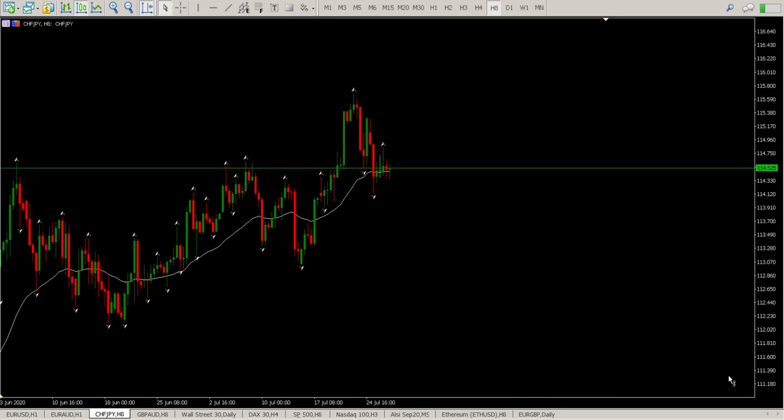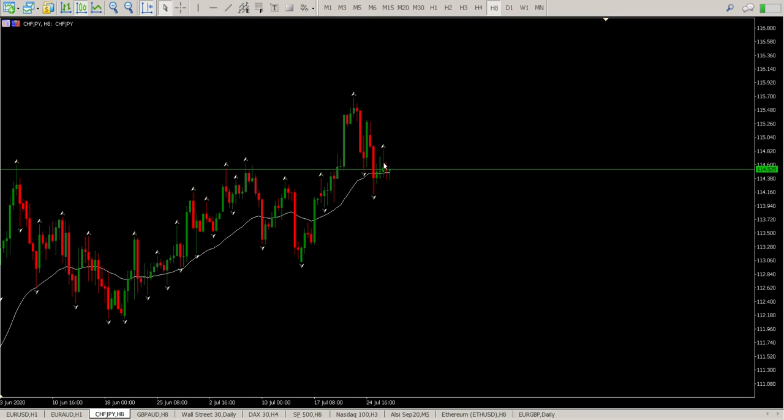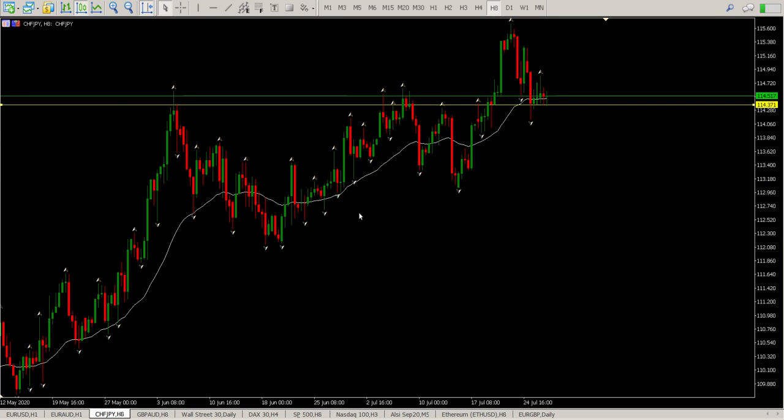And again, you can see clear barbed wire here. Big up, big down, big up, big down, all in the same bar. I'm not entirely convinced that we're going to break up or down at the moment, but I think it's worthwhile just paying attention to it.